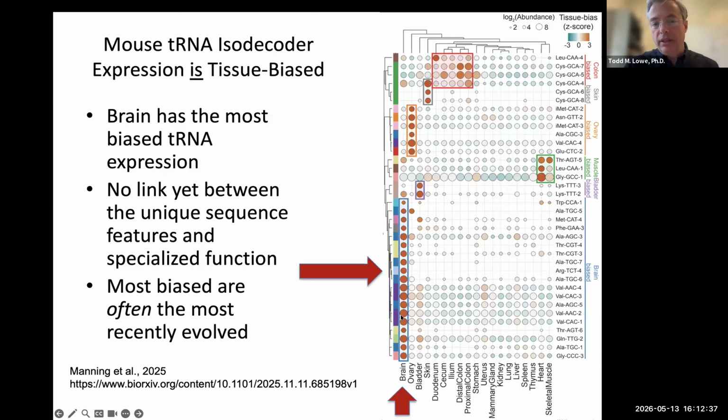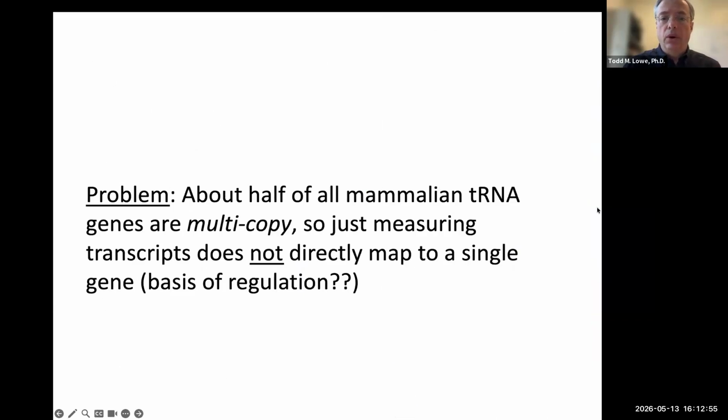But there are other tRNAs that are highly expressed and fairly uniquely expressed. A lot of them are expressed in other tissues, but just not nearly as highly. So this is good evidence that there is specialization of tRNAs. Okay, so about half of the mammalian tRNAs are multi-copy. So if we want to understand the basis for the regulation of this tissue specificity, it's very difficult because multiple loci in the genome are producing the same transcript.